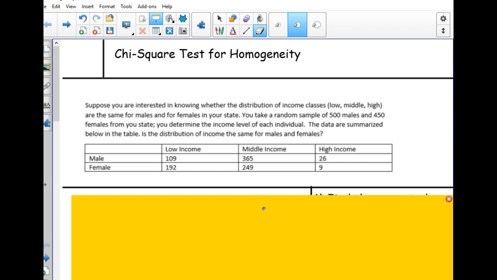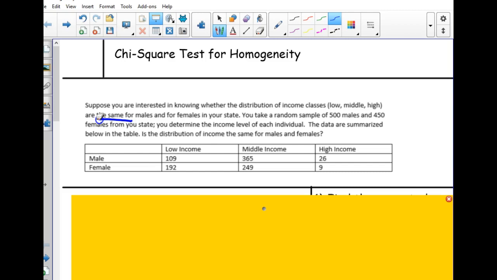So one key word you can use when you're reading these problems is, when it says, suppose you're interested in knowing whether the distribution of income classes, low, middle, and high, are the same. So what I want you to do right now is underline or highlight the same. Because when you're taking this test, I'm not going to let you know if it's independence or homogeneity. I want you to be able to analyze this and say, what am I looking for?